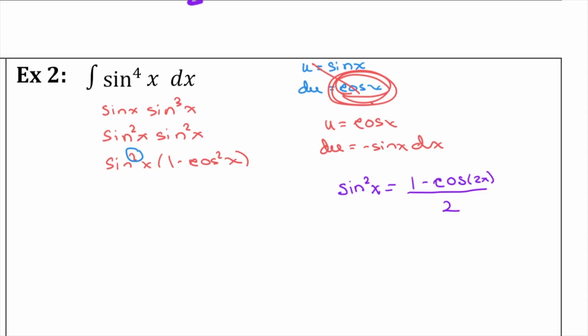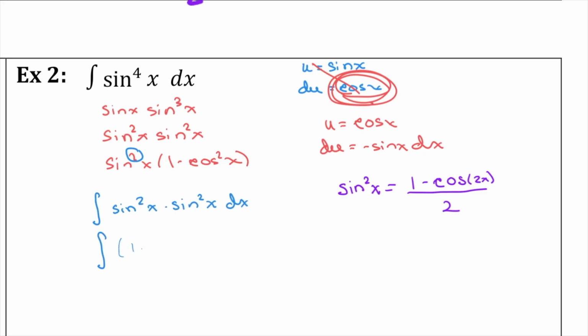We just took a function that had a squared and changed it into one without a square. And that is reducing our problem to make it easier to deal with. So let's try that. Going back, we have the integral of sine squared x times sine squared x dx. I'm going to use my reduction formula.